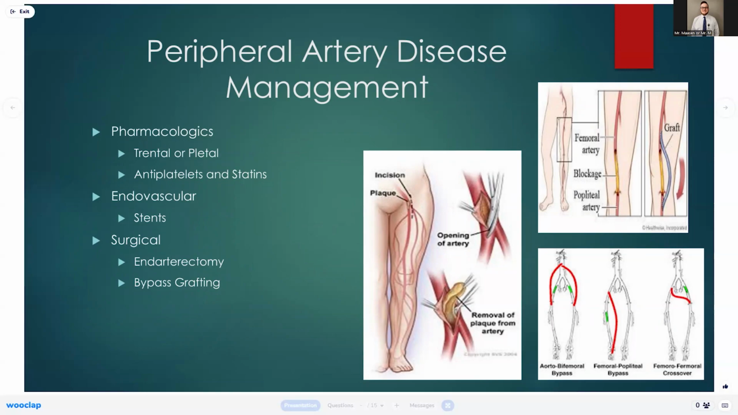There also is bypass surgery for peripheral arterial disease as well. We can do a graft with a vein and go around the blockage if we need to restore blood flow.